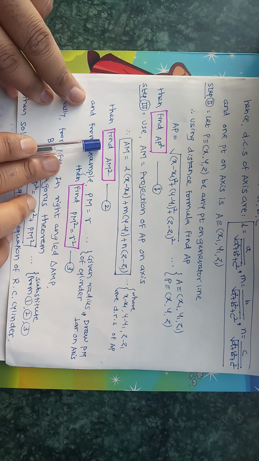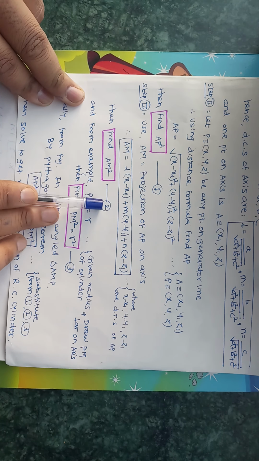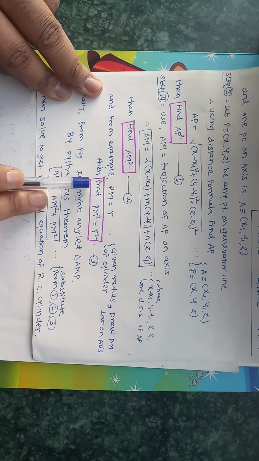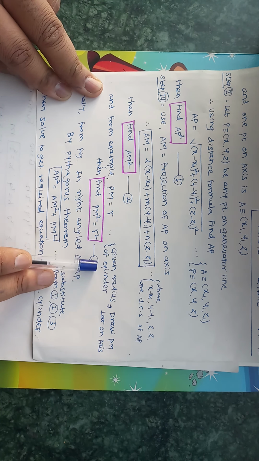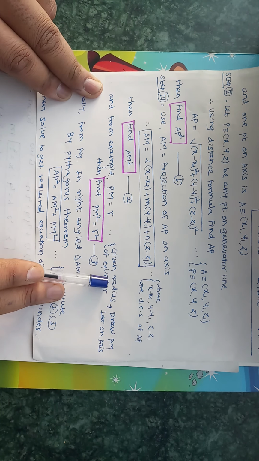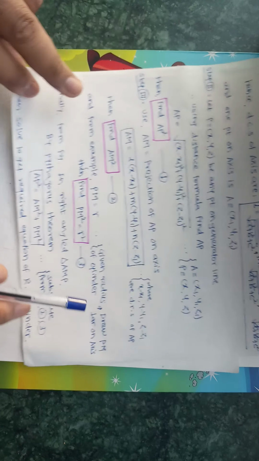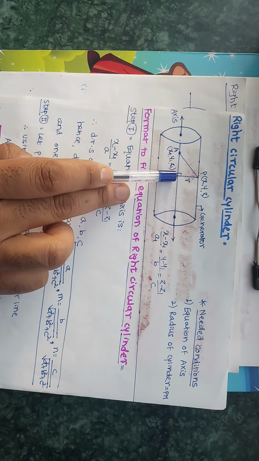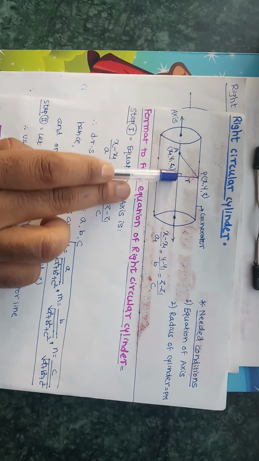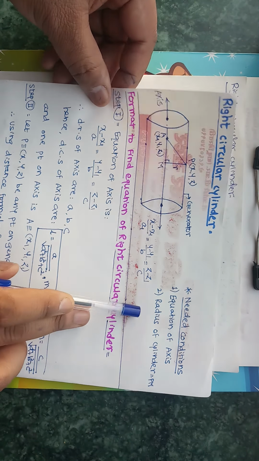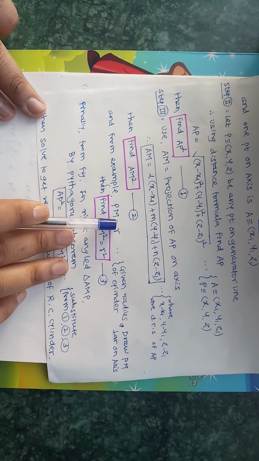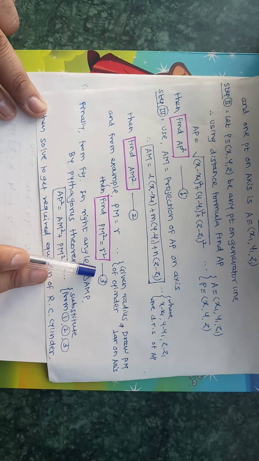Again, take the square, squaring on both sides. This will be equation number 2. And from the example, the radius is given, PM is equal to R. Given the radius of the cylinder, how can you find it? We have to draw PM perpendicular on axis. Look at this, PM perpendicular on axis. This will be the radius. It is given in the problem, right? Take PM square now, equation number 3.